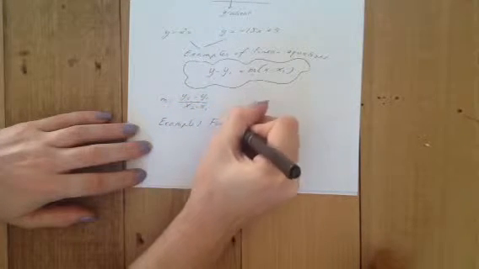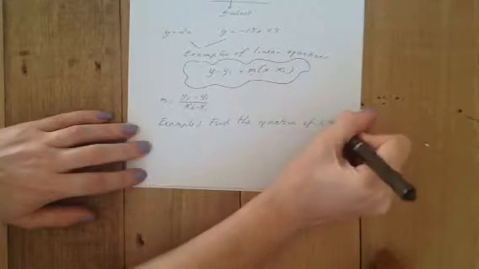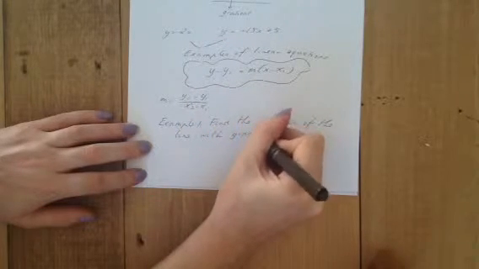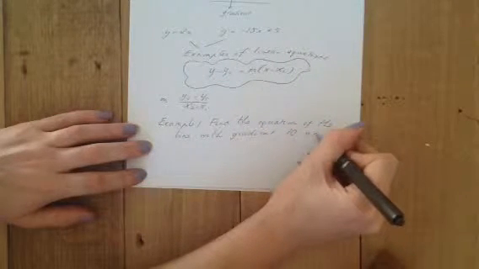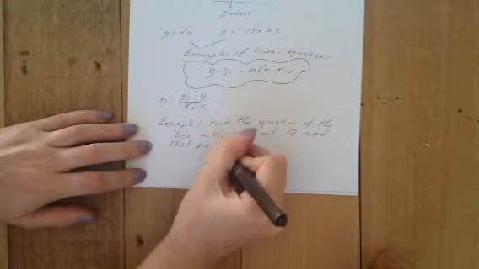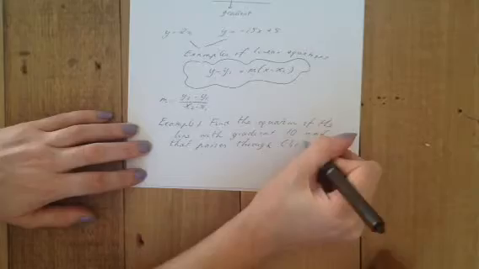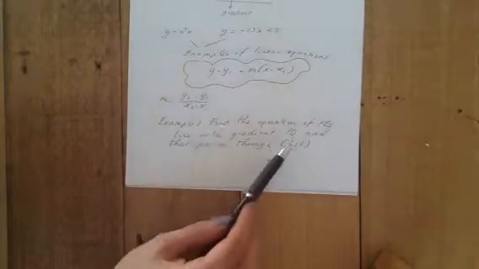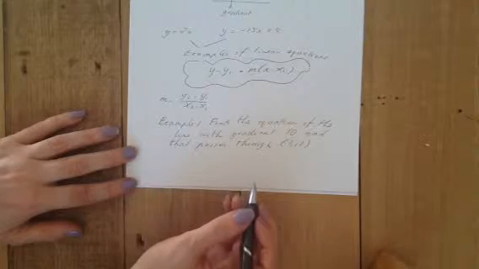Okay, so here's our example. Find the equation of the line with gradient of 10 and that passes through the point, because we're going to be given 1 point, passes through (1, 11). So here in this question we're trying to find an equation of a line. We have a gradient and we have 1 point, and that's all we need because we can use this rule now to find the equation of that line.